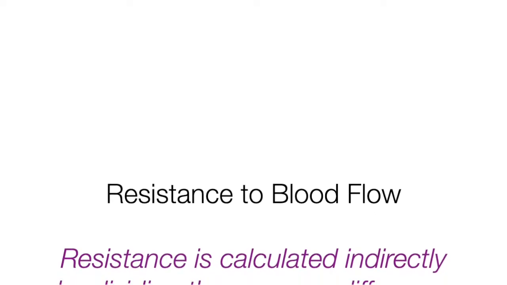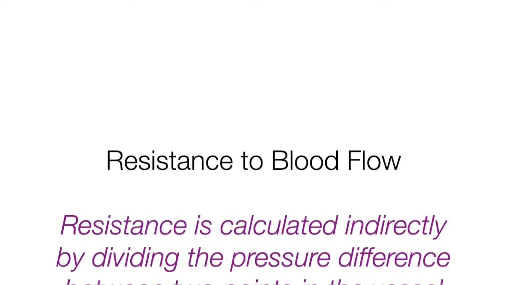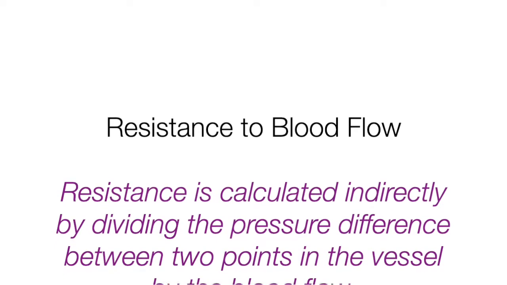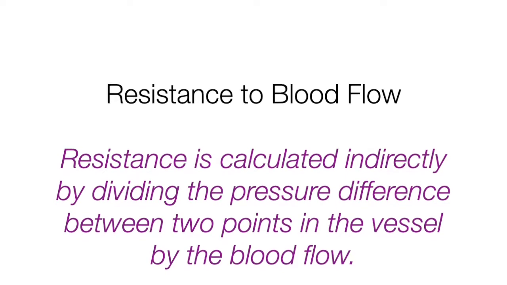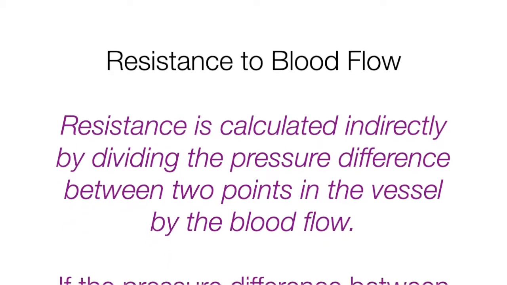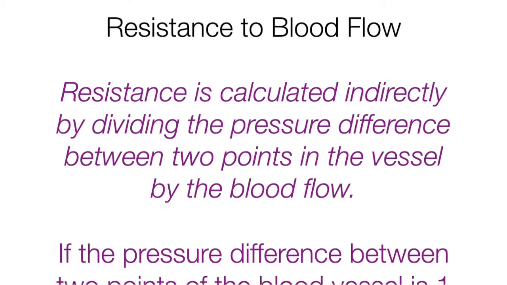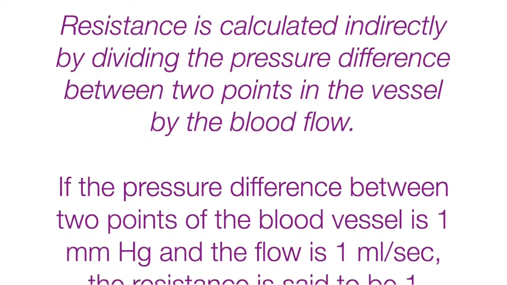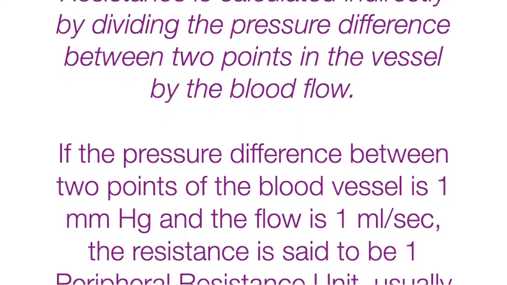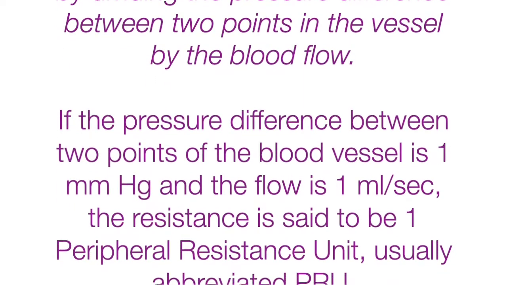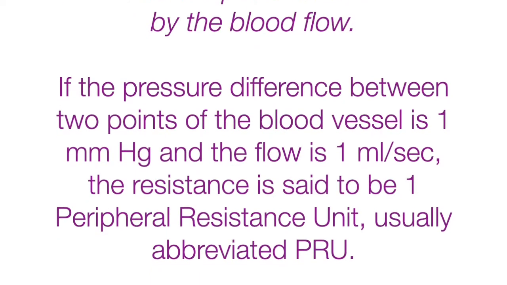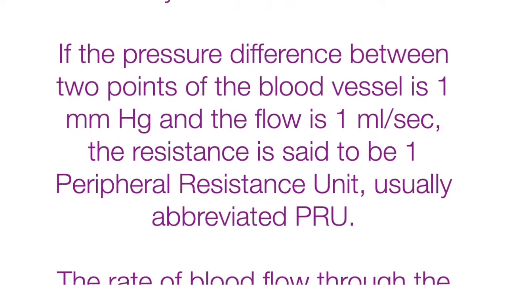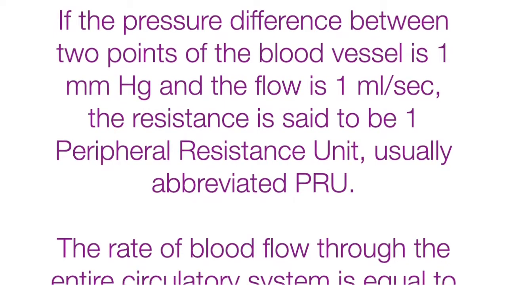Resistance to blood flow. Resistance is calculated indirectly by dividing the pressure difference between 2 points in the vessel by the blood flow. If the pressure difference between 2 points of the blood vessel is 1 millimeter and the flow is 1 ml per second, the resistance is said to be 1 peripheral resistance unit, usually abbreviated as PRU.